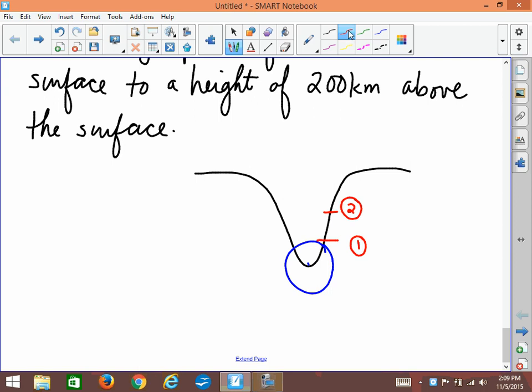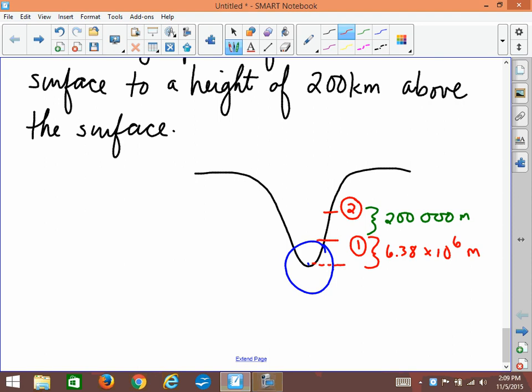Now, because it's not to scale, it looks kind of funny, but the distance here is 6.38 times 10 to the 6. Remember, that's the radius of the Earth, right? 6.38 times 10 to the 6. And then there's an additional distance being added on to that for the second position, which is 200 kilometers or 200,000 meters. Remember, we need to make sure we do everything in standard units, meters and meters.